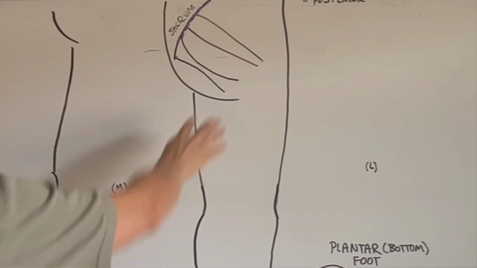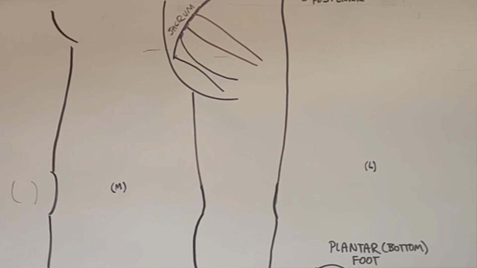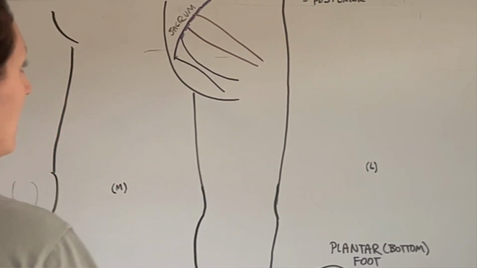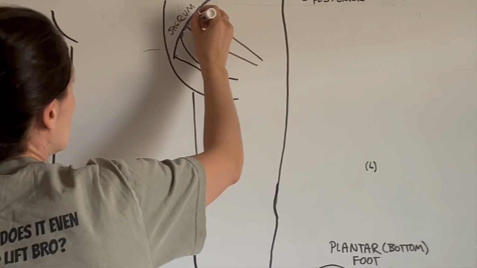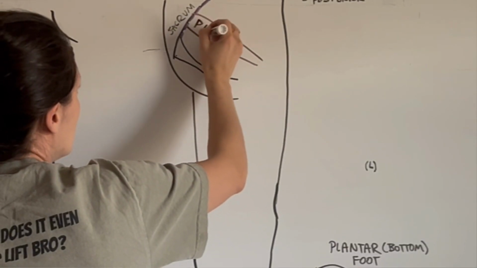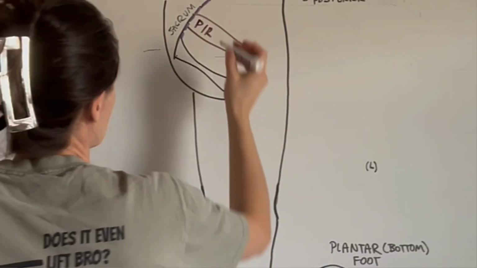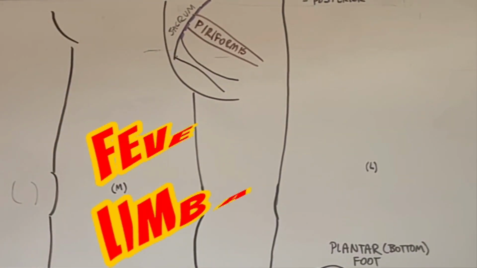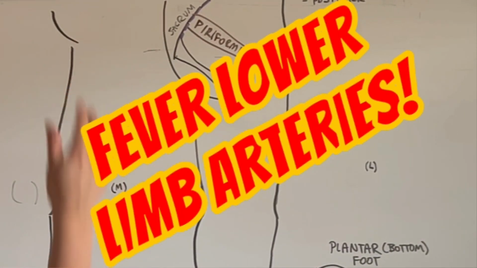So this structure right here came from the pelvis, started on the sacrum internally, and came out and attached to the femur. This is the key to the butt. This is our piriformis muscle.